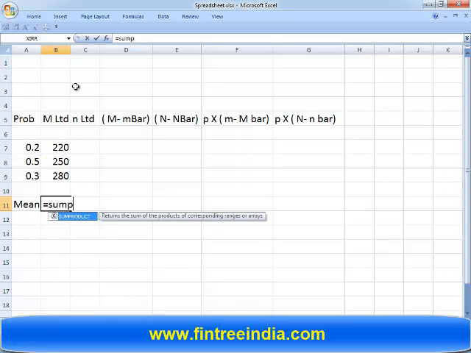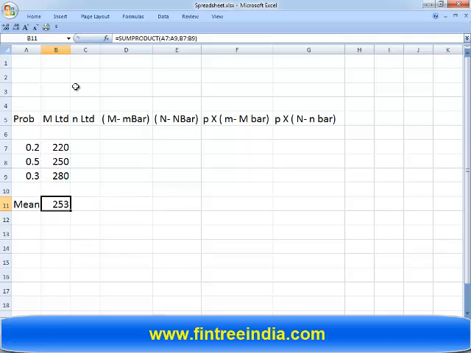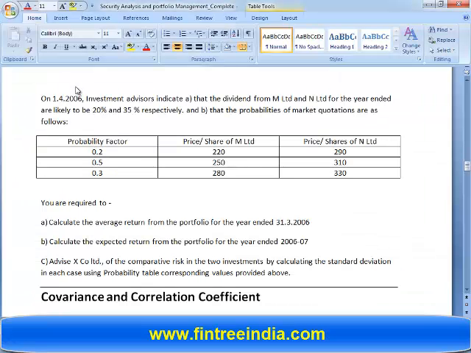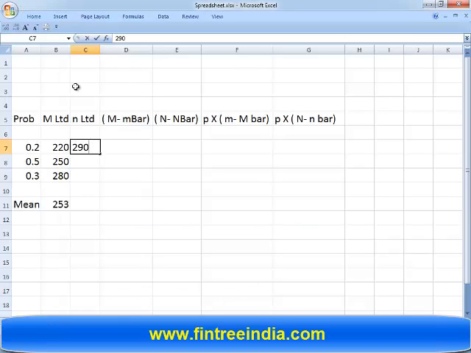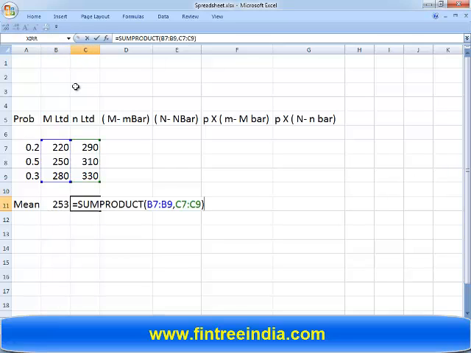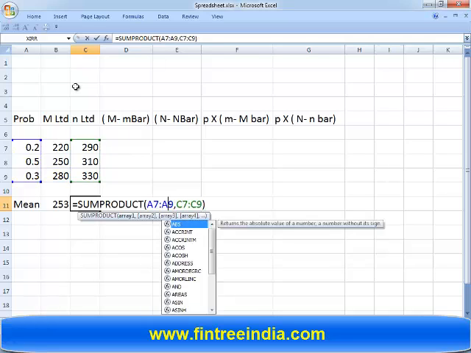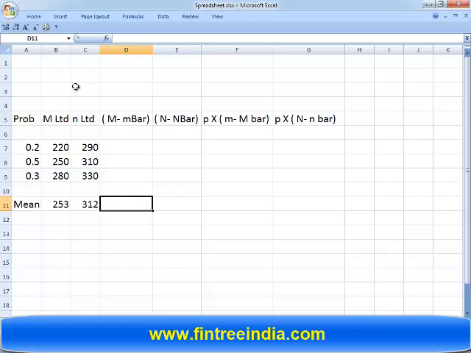In fact, let me do it directly. Sum product. It would come out to be 253. And then the mean of this value. So let me plot the values here: 290, 310 and 330, which is 312. Okay, so we have mean of 253, and mean of N limited, which is 312. Is it the same as the earlier one that we calculated? Okay.